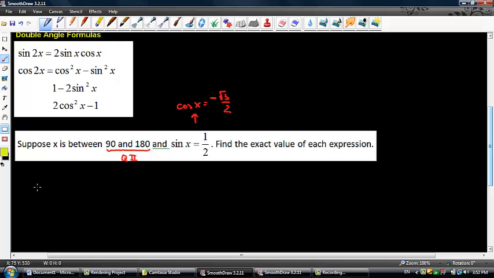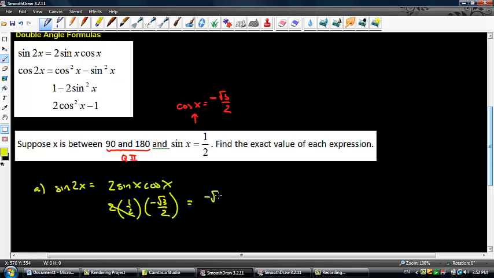Let's find the value of sine 2x first. Well, remember, sine 2x is going to be 2 sine x cosine x. Well, they tell you that sine of x equals 1/2, so that's 2 times 1/2. And then cosine of x is negative rad 3 over 2, so just plug in negative rad 3 over 2. Well, the 2's are going to cancel each other out, so what you end up with is 1 times negative rad 3 over 2, which is negative rad 3 over 2.